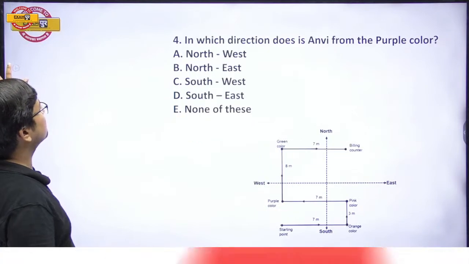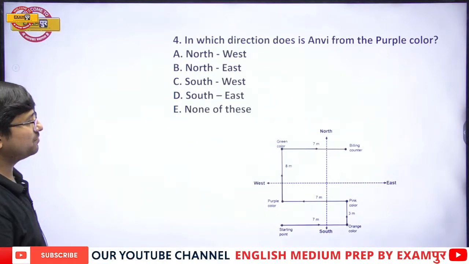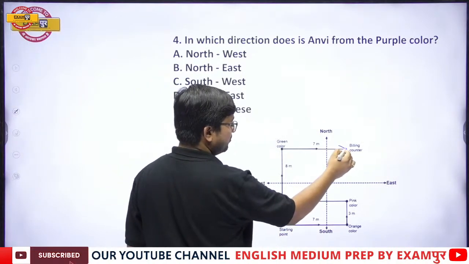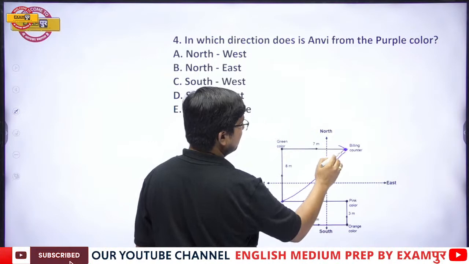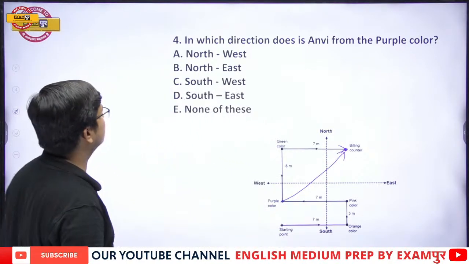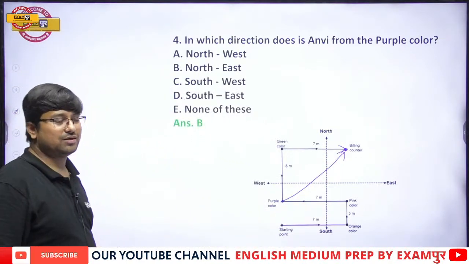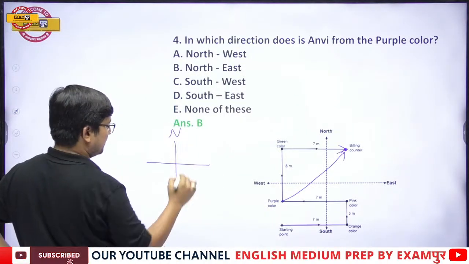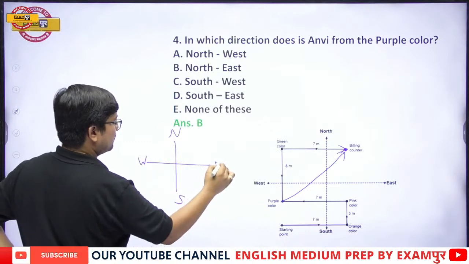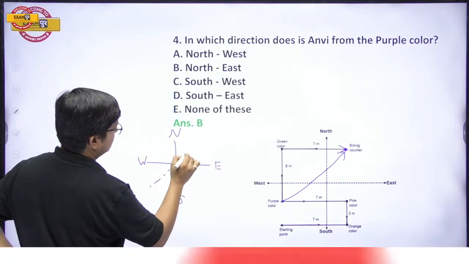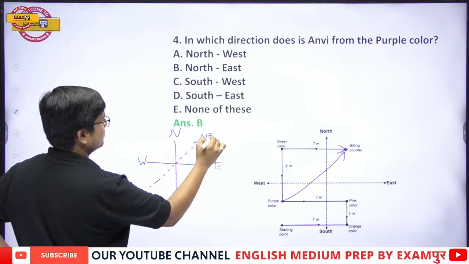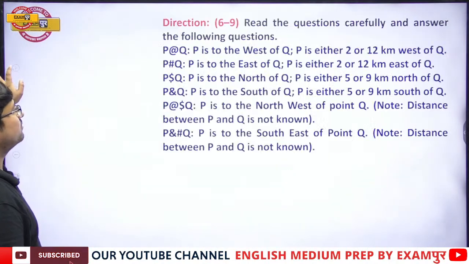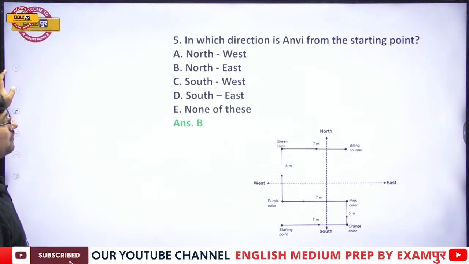Alright, next. In which direction is Anvi from the purple color? Anvi is over here at the billing counter, and from purple color she is in the northeast. And that's the right answer. Okay, you all are well aware about this. Never ever get confused about this. North, south, west, east, and then this is northeast.